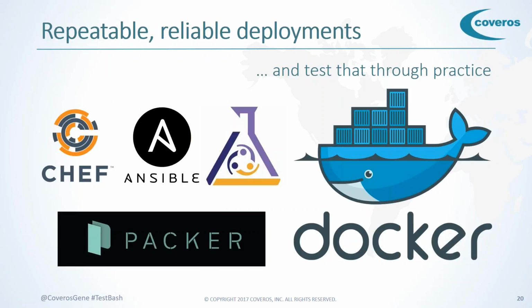Make sure you can do repeatable, reliable deployments, right? Make sure that you can deploy over and over the same way in every different environment you have, whether you're talking about doing Docker for containers or you're using Chef, Ansible, Puppet, something like that to deploy onto a system and do automated deploys, or whether you're using something like Packer to build images.